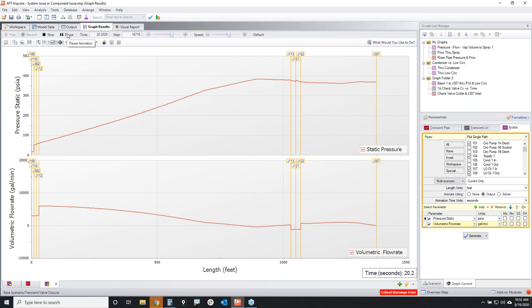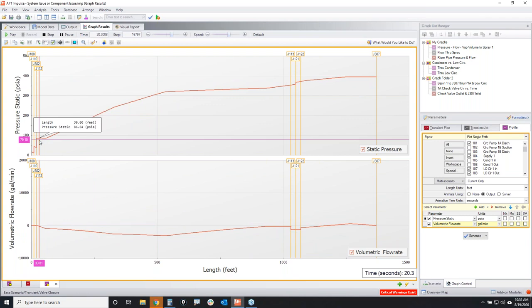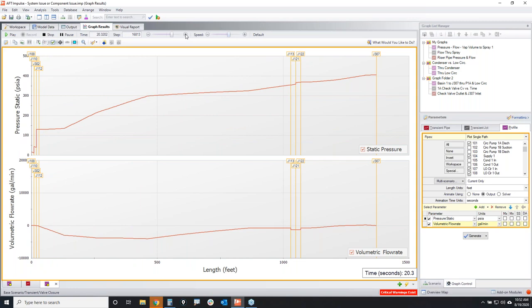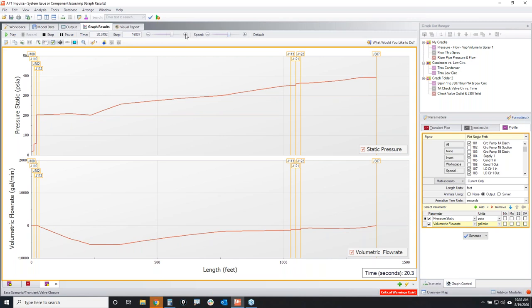So we're reflecting that wave. And so now this is starting to drop below zero. So watch how that pressure increases down on that upstream side. The key thing is that check valve, it doesn't open again. The event messages told me that that pressure spike only closes and the check valves don't reopen.